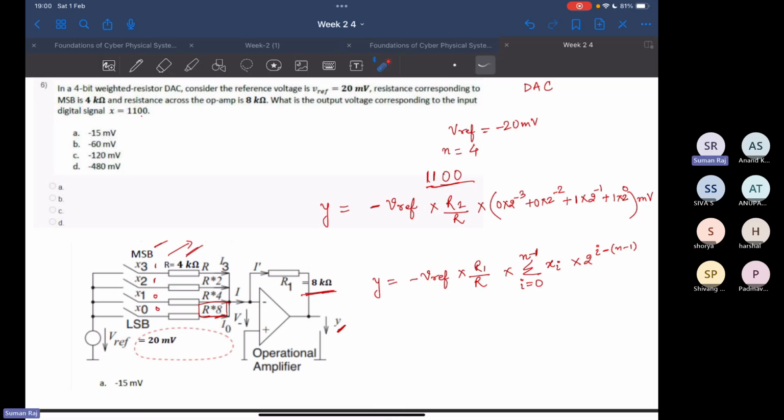No, 8 by 4 is going to be 2, right? Anand pointed out. So you will have minus 20, and then you have 8 by 4, which is going to be 2. And then you have 1 by 2 plus 1. So this is going to be 3 by 2. So minus 20 into 2 into 3 by 2. You can just calculate. I think if you solve it, it will work out. Don't worry.